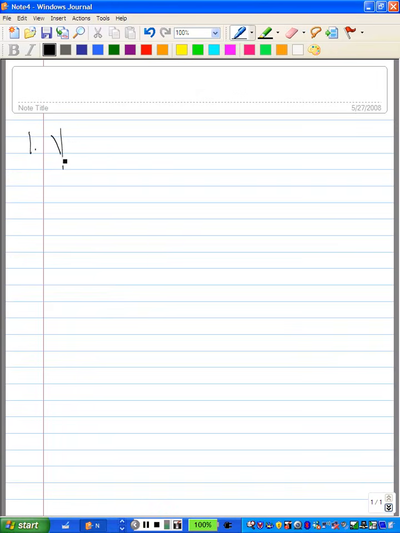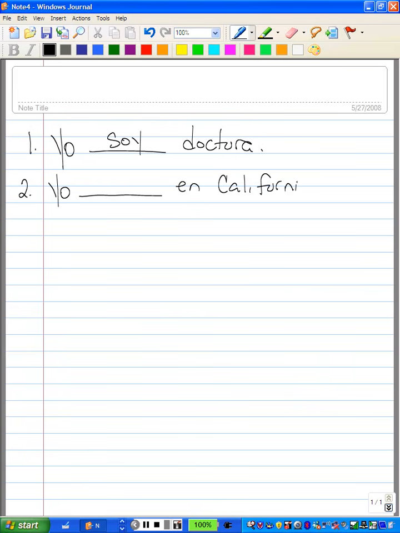So if you say, yo blank and then doctora, if you say I'm a doctor, well, doctor is a profession, so you're going to use the yo form of the verb ser, which is soy. If you say yo blank in California, I am in California, that's a location. So you would use the yo form of the verb estar for location. Yo estoy en California.